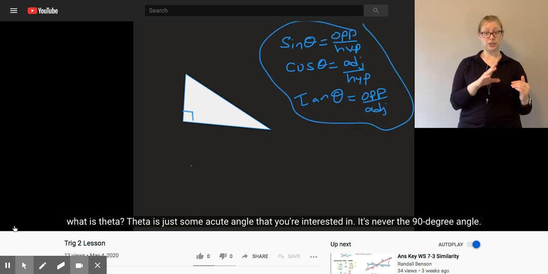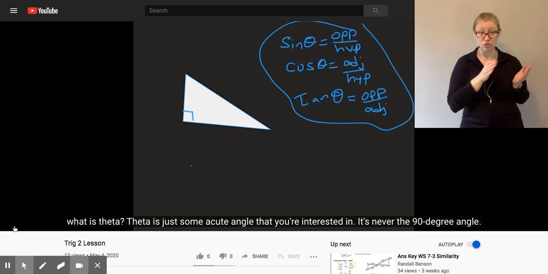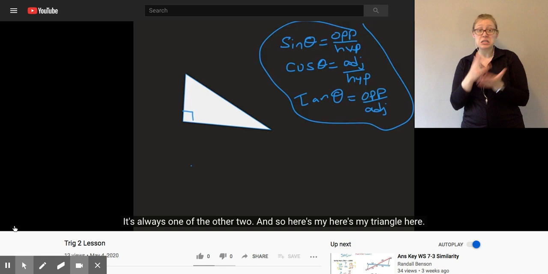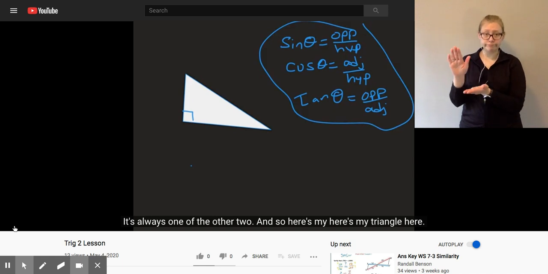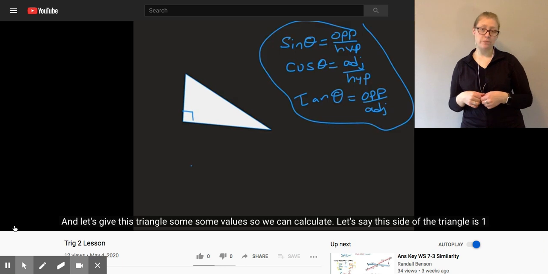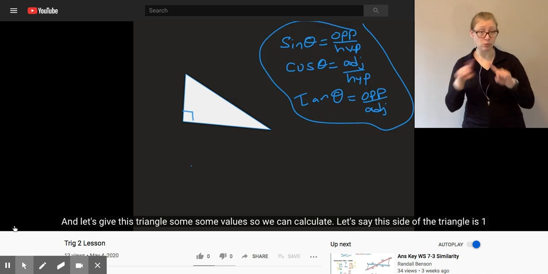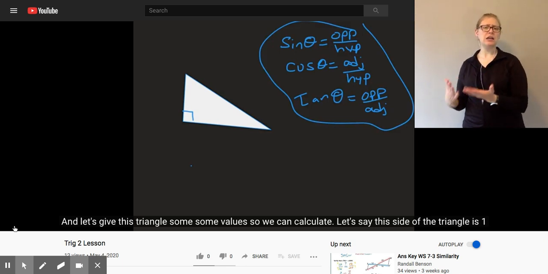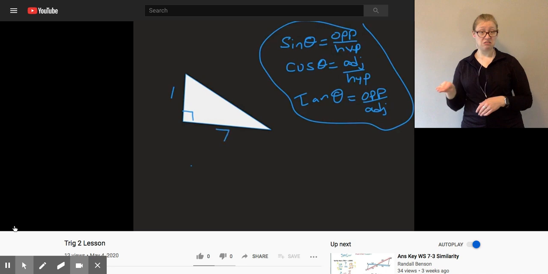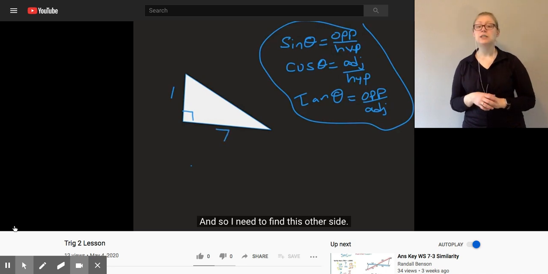And what is theta? Theta is just some acute angle that you're interested in. It's never the 90-degree angle. It's always one of the other two. And so here's my triangle here. And let's give this triangle some values so we can calculate them. Let's say this side of the triangle is 1, and this side is 7. And so I need to find this other side.